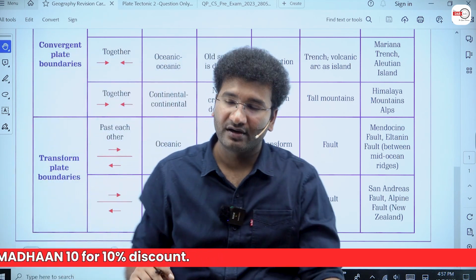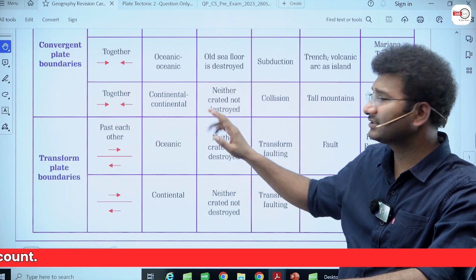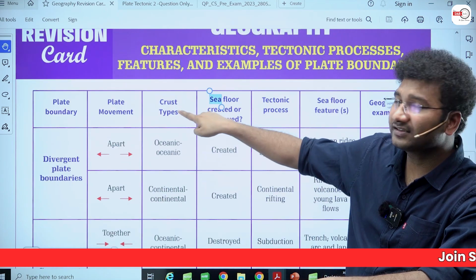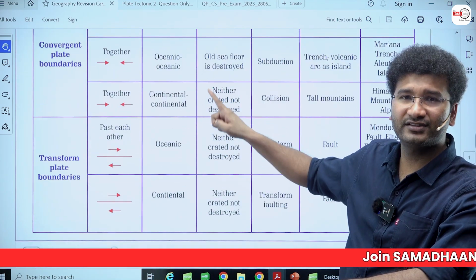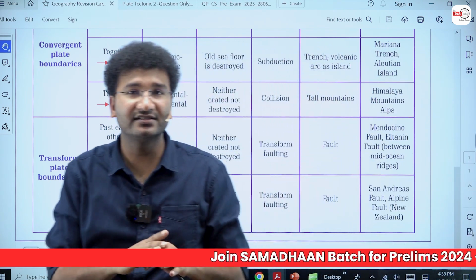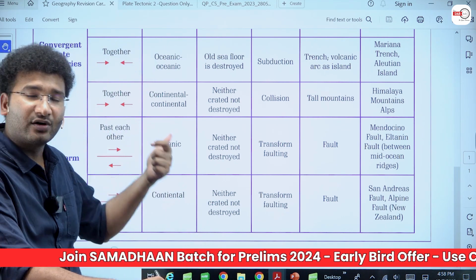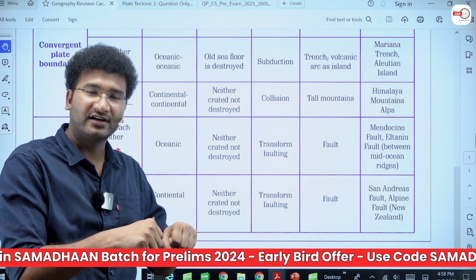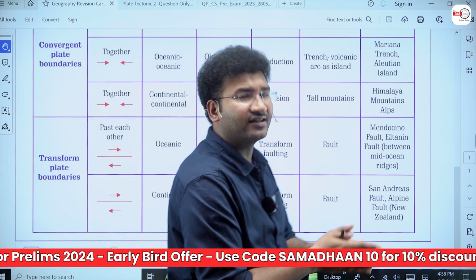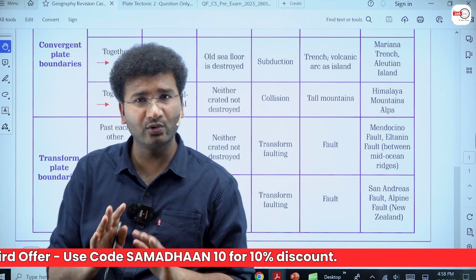After that, you also go to the transform boundary. Look into the transform boundary. Do you find any seafloor creation? The seafloor is neither created nor destroyed. Whereas if you go into the crust type, is the crust created or destroyed? At a transform boundary, the crust is neither created nor destroyed. It is just earthquakes that are being formed. So this can be oceanic, and continental transform can also happen. And where are the most transform boundaries in the world? They are in the middle oceanic regions. It can be oceanic too.